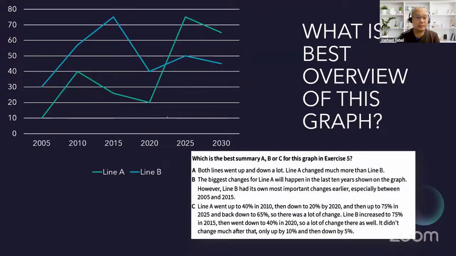Okay, so let us check here. What is the best overview of the graph? I want you to check the graph here and read A, B, or C, and check what is the best overview of the graph. Look at the graph here and describe what is the best summary of the graph. Okay, let's do this in 2 minutes, only 2 minutes.